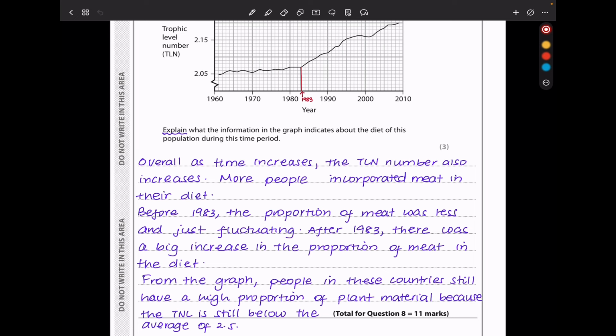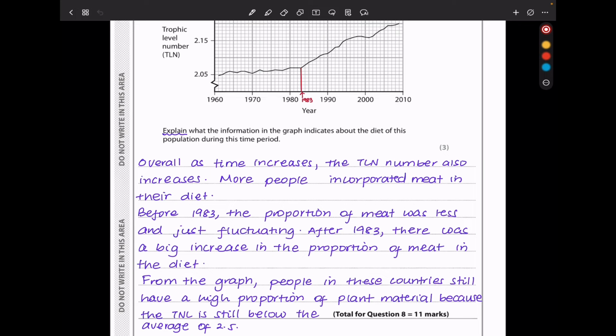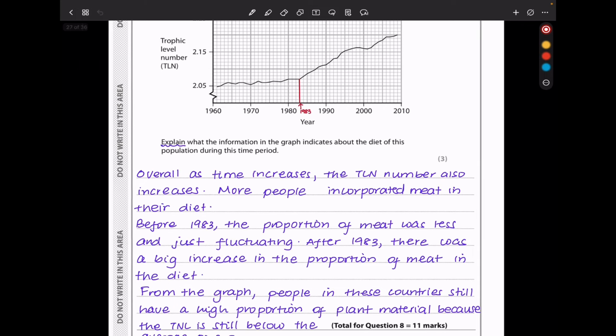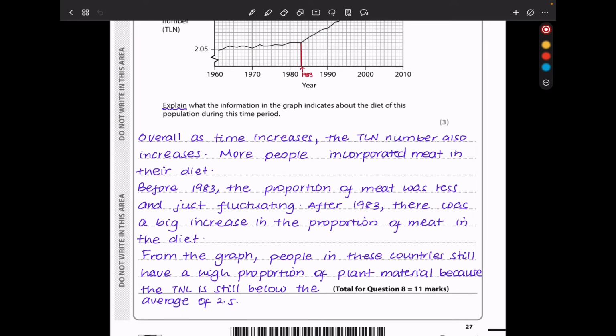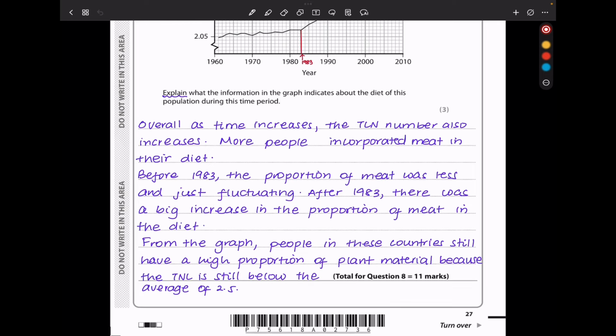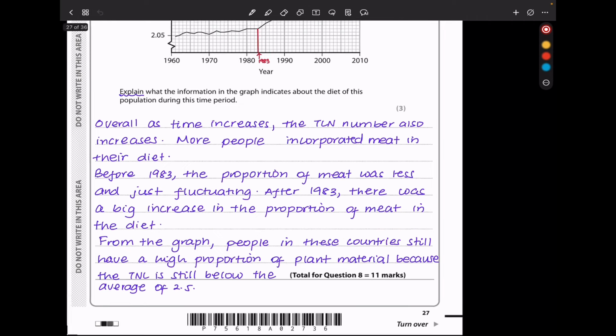Before 1983, the proportion of meat was less and just fluctuating. We can see up and down, fluctuating. After 1983, there was a big increase in the proportion of meat in the diet. We can see that big jump. From the graph, people in these countries still have a high proportion of plant material because the TLN number is still below the average, which is 2.5. So this brings us to the end of question 8. Let's continue to question 9.